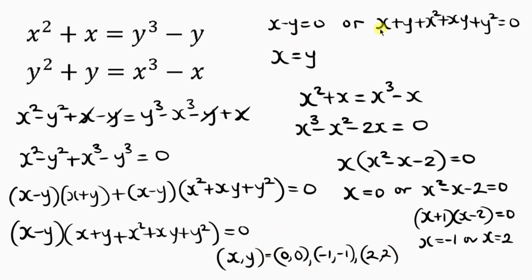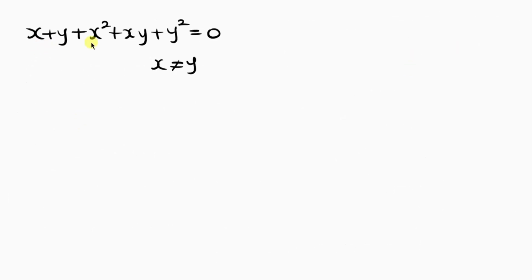So now let's focus on this second case. So for this second case, x is not equal to y. So let's focus on this. Remember, from this second case, x is not equal to y. Now, take note of these first three terms here. Take note of that. From equation 1, I'm going to be taking this from equation 1. Remember, equation 1 is x squared plus x equal to y cubed minus y.